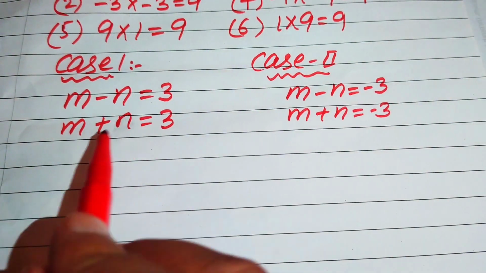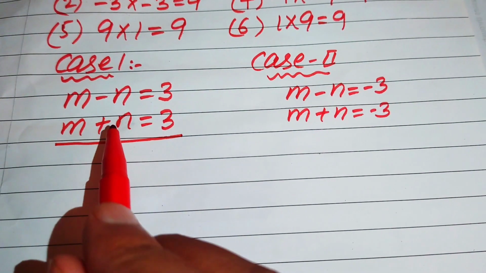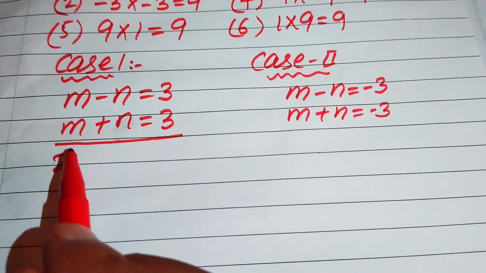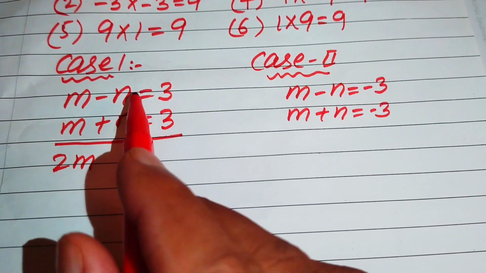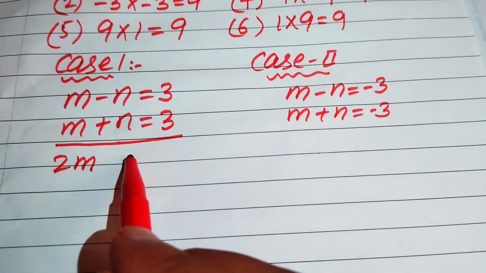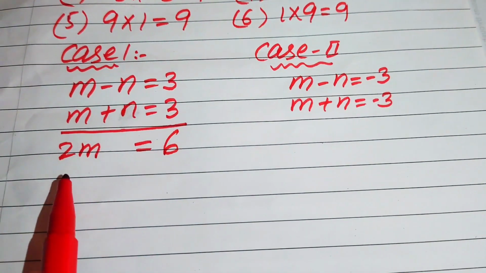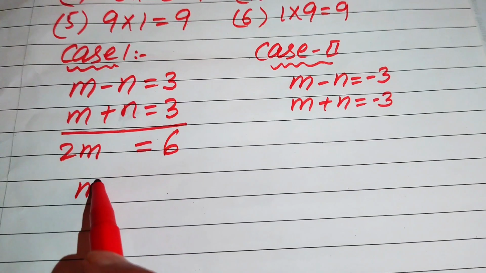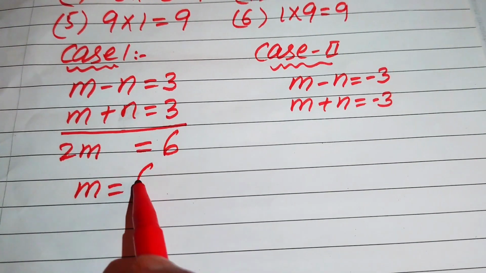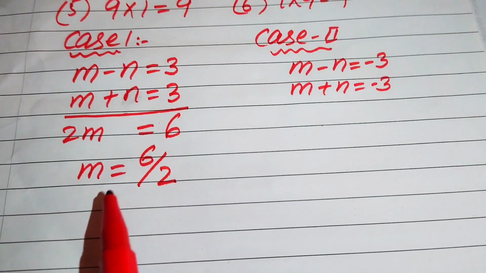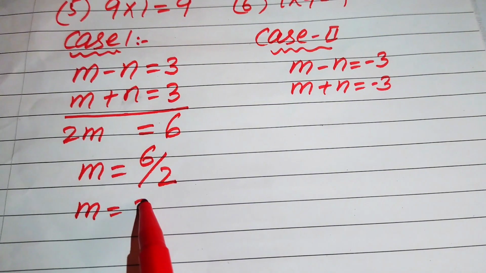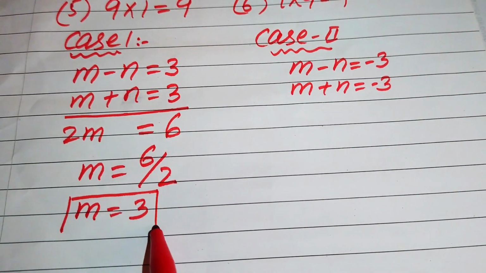Now first we add these two equations. When you add these two equations, you get m plus m becomes 2m, and the negative and positive n are gone, and here we add 3 plus 3 becomes 6. Now we move this 2 to the right hand side, and we get m is equal to 6 over 2. So we get the value of m is equal to 3.